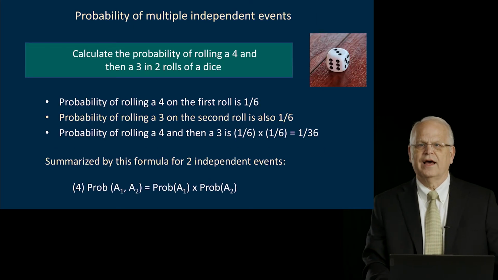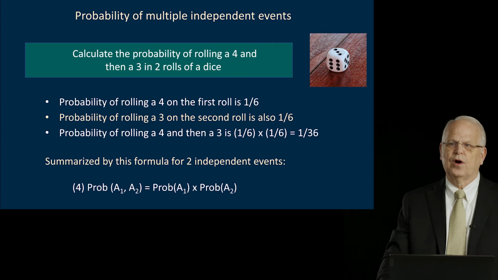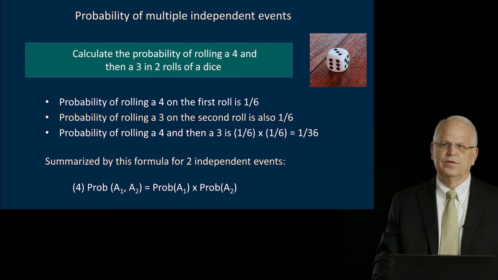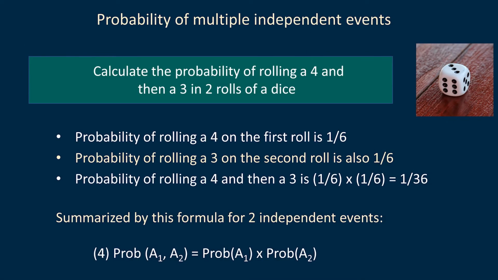Now, I just want to take a slight sidestep to make sure we understand joint probability and how it results from multiplying the probabilities of independent events. If we calculate the probability of rolling a 4 and then a 3 in 2 rolls of a die, the probability of rolling a 4 on the first roll is 1 over 6. The probability of rolling a 3 on the second roll is also 1 over 6. So the probability of rolling a 4 and then a 3 is 1 over 6 times 1 over 6, which is 1 over 36. So we multiply the independent probabilities to get the joint probability.